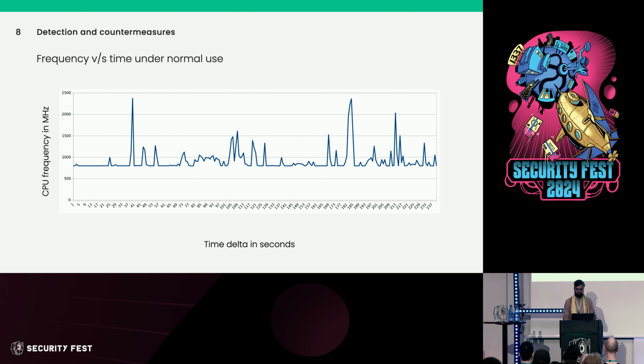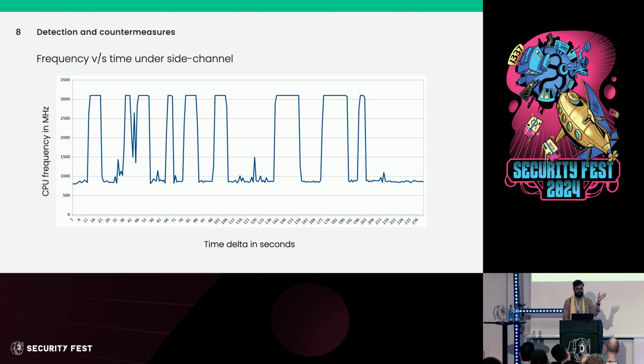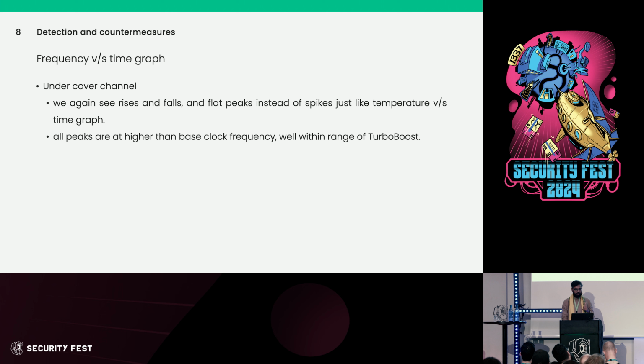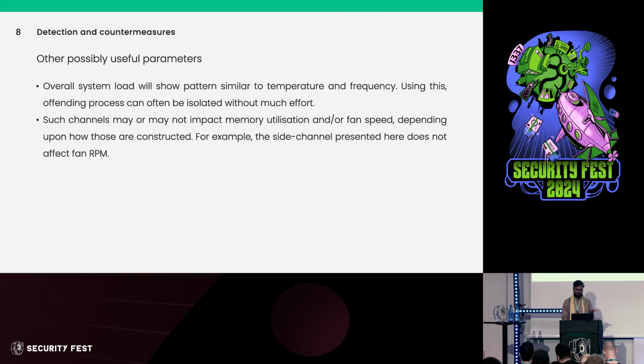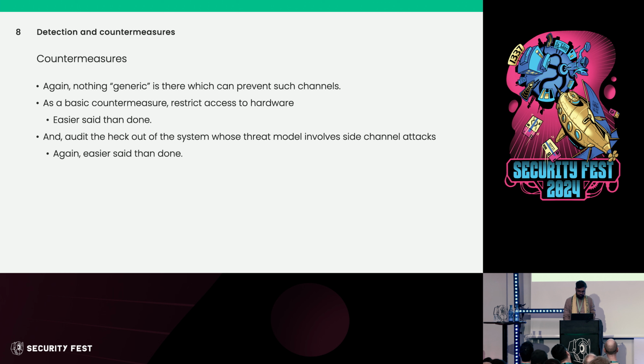Similarly, one can use frequency instead of temperature. So under normal utilization, frequency will be all over the place, but most of the time you will be seeing spikes. But under this specific side channel, again, instead of spikes, there will be rather wide pillars of fluctuations. Okay? Now, for other parameters, you can probably monitor general state and see if something funny starts happening. Again, depends upon your threat model. Without proper threat model in place, don't do any of this.